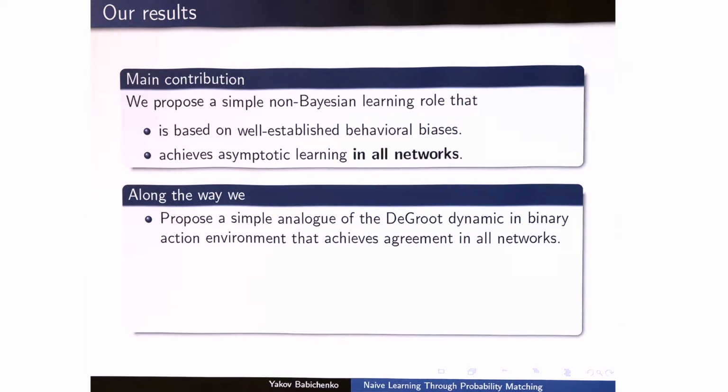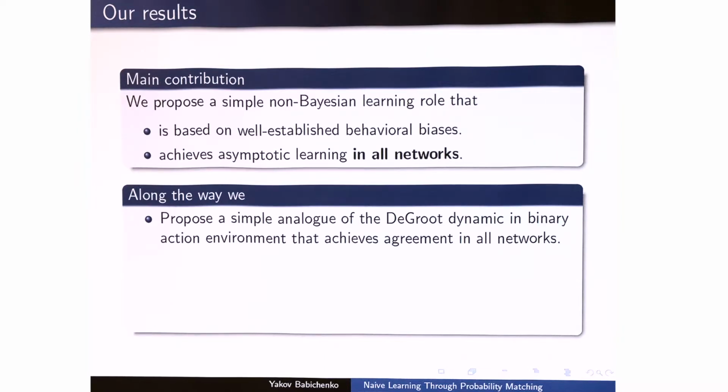rule that is based on well-established behavioral biases. This is the title of the talk, probability matching, and you will see some other behavioral biases along this talk. So this simple dynamic will achieve asymptotic learning in all networks. Okay, for all networks, we will have asymptotic learning. This is what I want to present to you today.